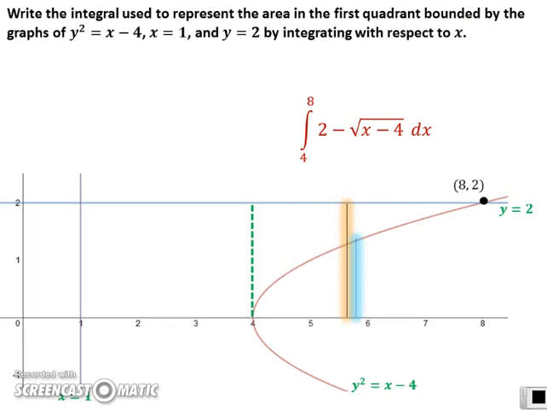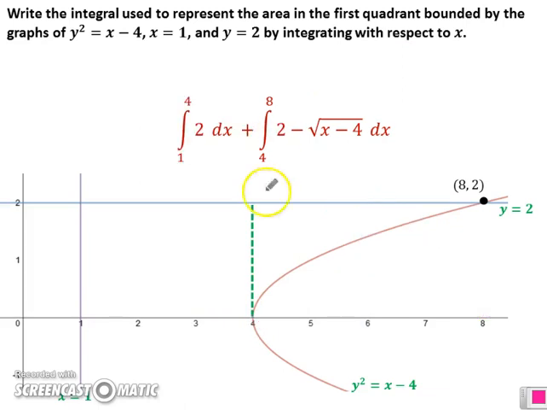So that section is going to be 2, which is the top curve. y equals 2 is the top curve. And this bottom curve is y equals the square root of x minus 4. And that happens from 4 to 8. We had to separate this because the bottom curve wasn't the same. The bottom curve here did not start until 4.